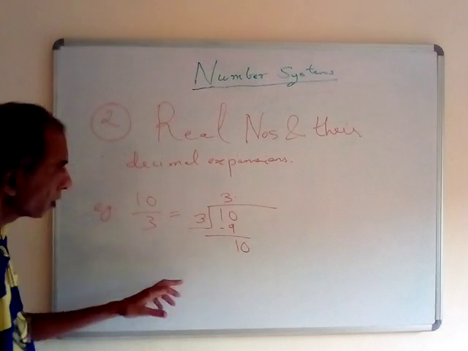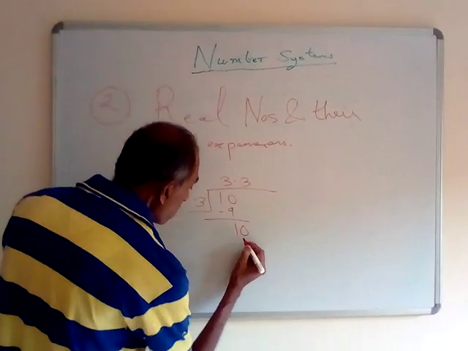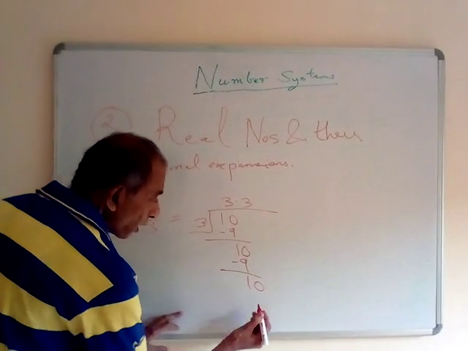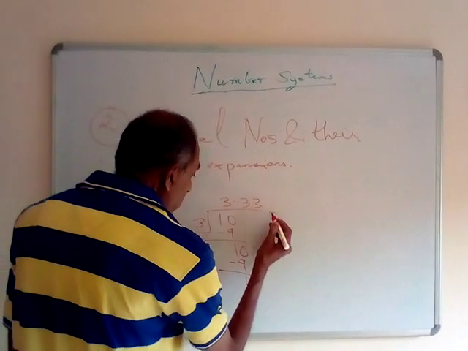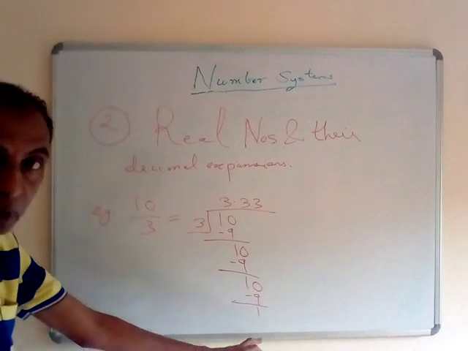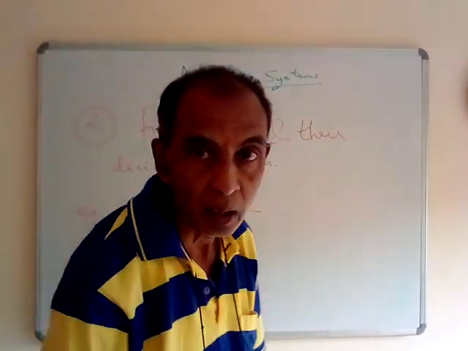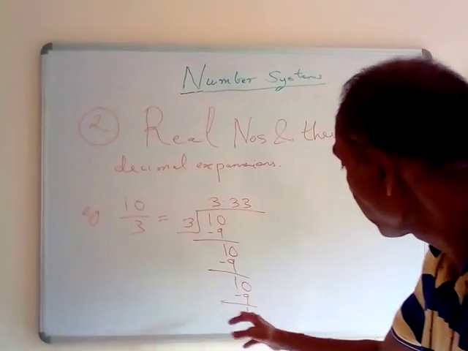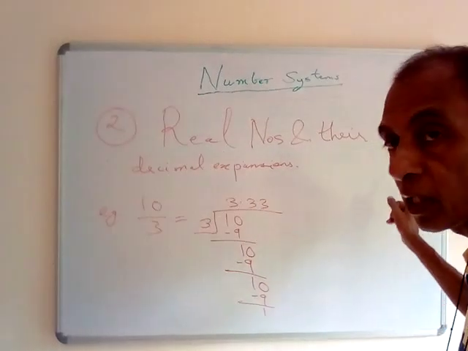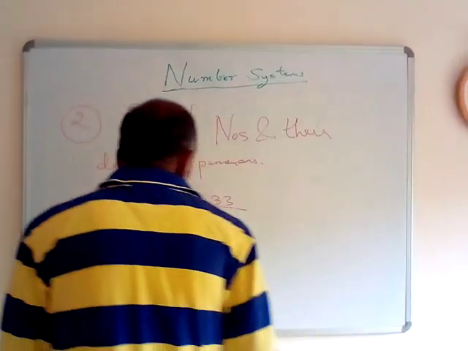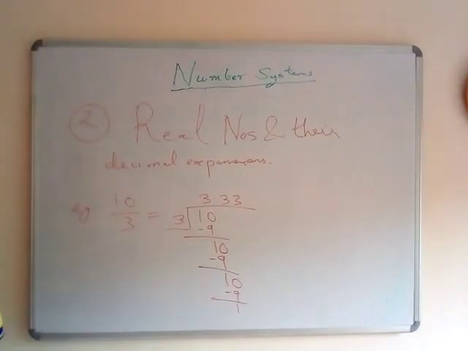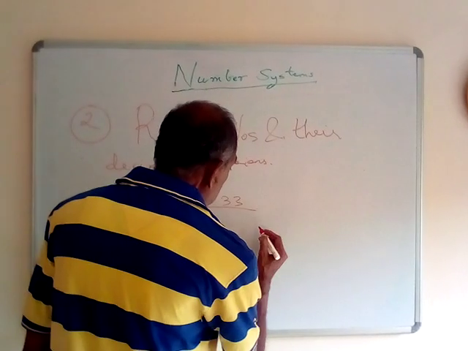Okay. Then again 3 3s are 9. Again remainder is 1. Again 0. Again it will be 3 3s are 9. So this will go on. Every time the remainder will be 1, and then we bring a 0 and we divide that 10 by 3. Again the remainder will be 1. So 3.3333 it will go. So this is non-terminating. This decimal expansion is non-terminating.